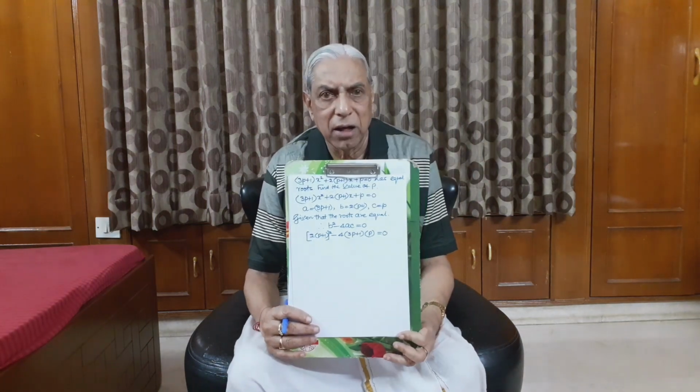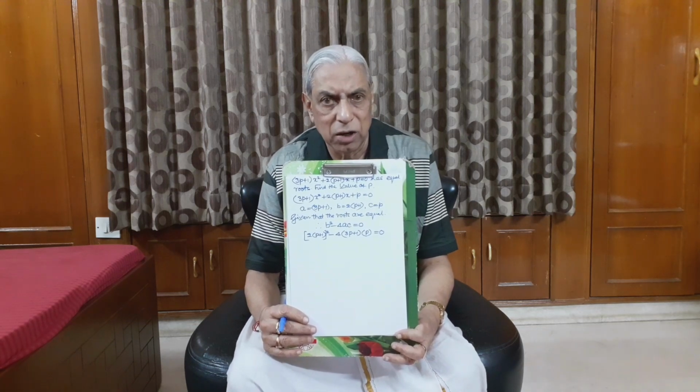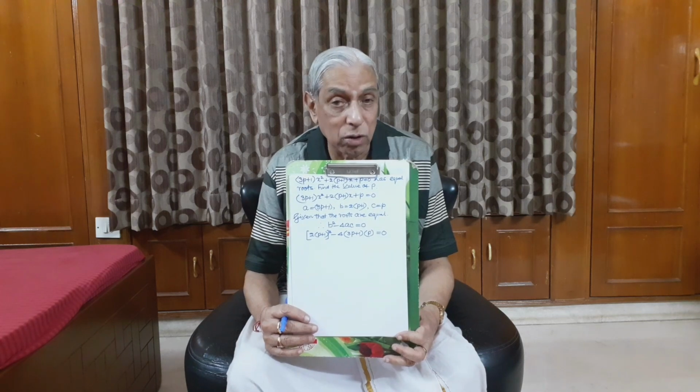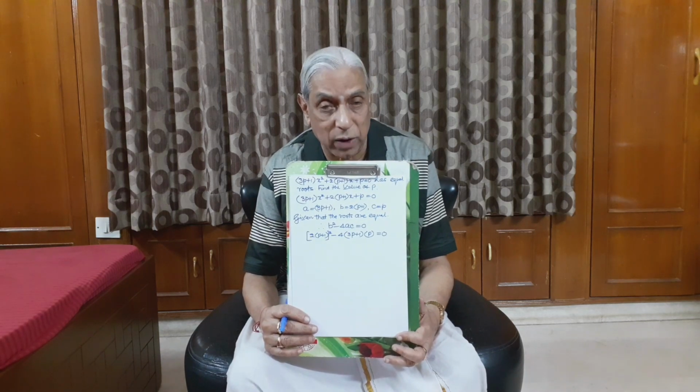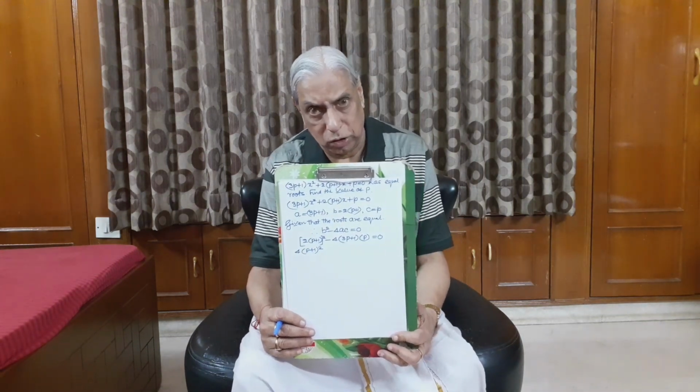I hope you understood. Look at what I have done with 2 into p plus 1 the whole square. You must put the brackets correctly. 2 times p plus 1 the whole square, look how to put the bracket: 2 must be included. Now expand. What is 2 into p plus 1 the whole square? 4 times p plus 1 the whole square. Why? 2 square is 4. Therefore 2 into p plus 1 the whole square is 4 into p plus 1 the whole square.